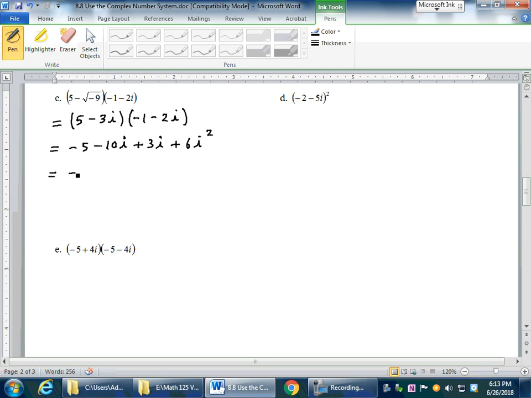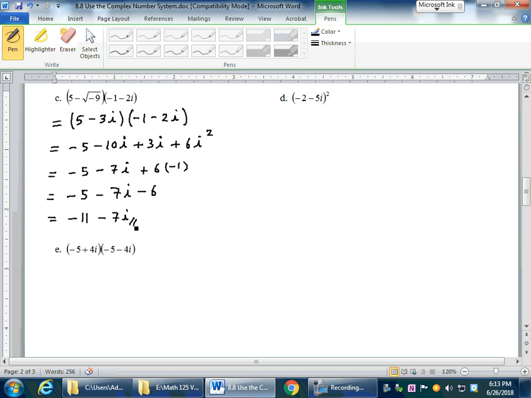Continue simplifying this, which I can combine the imaginary terms together. So that will be negative 7i plus 6 times i squared, which is negative 1. So therefore, this will give me negative 5 minus 7i minus 6, which is negative 11 minus 7i. That will be my final answer.